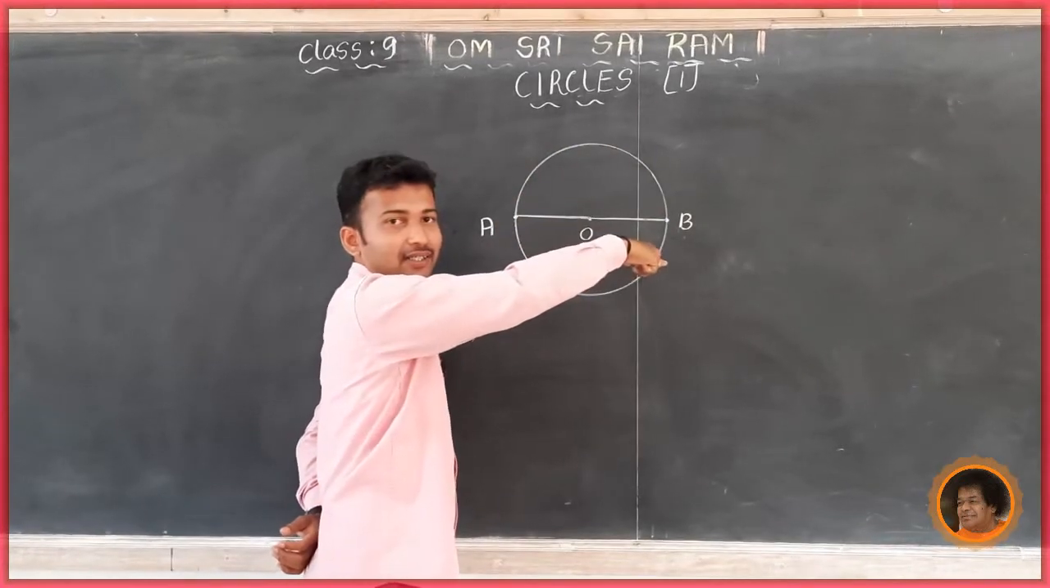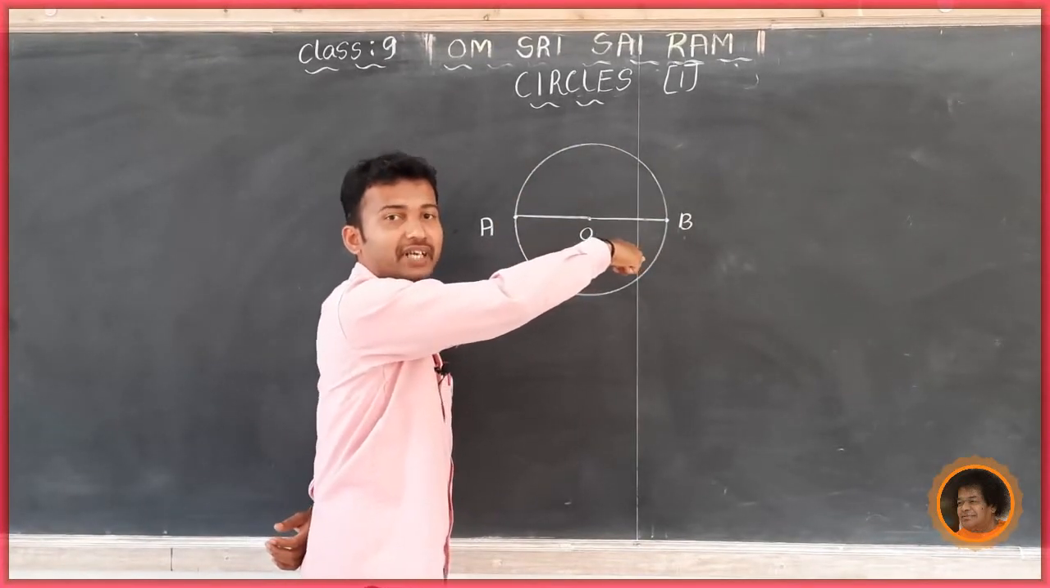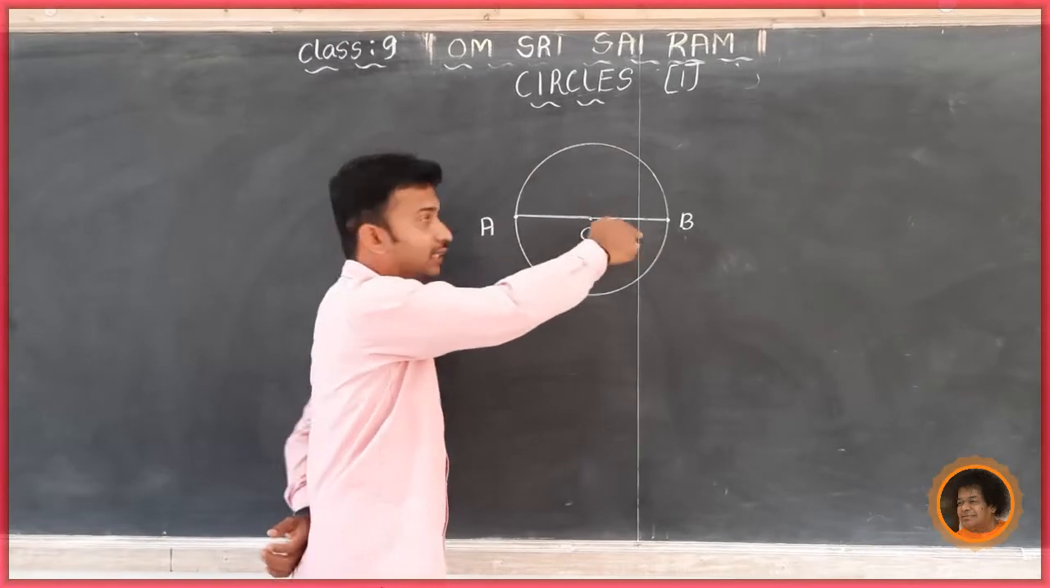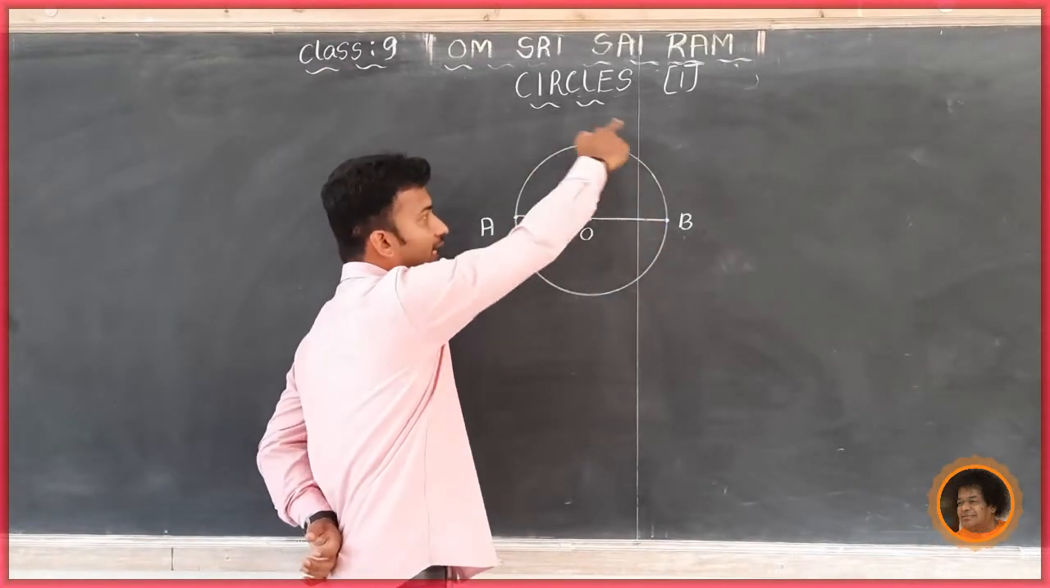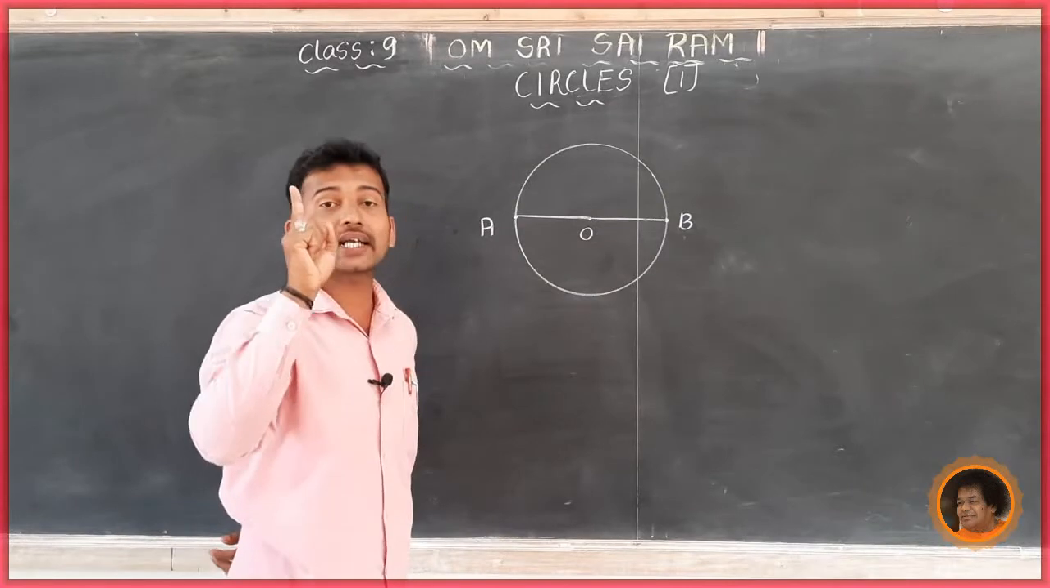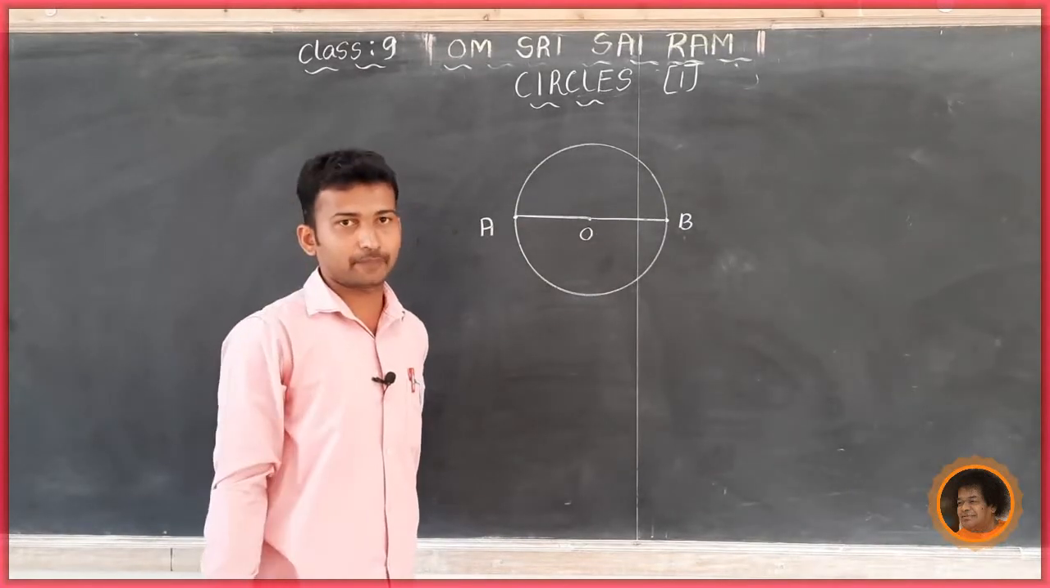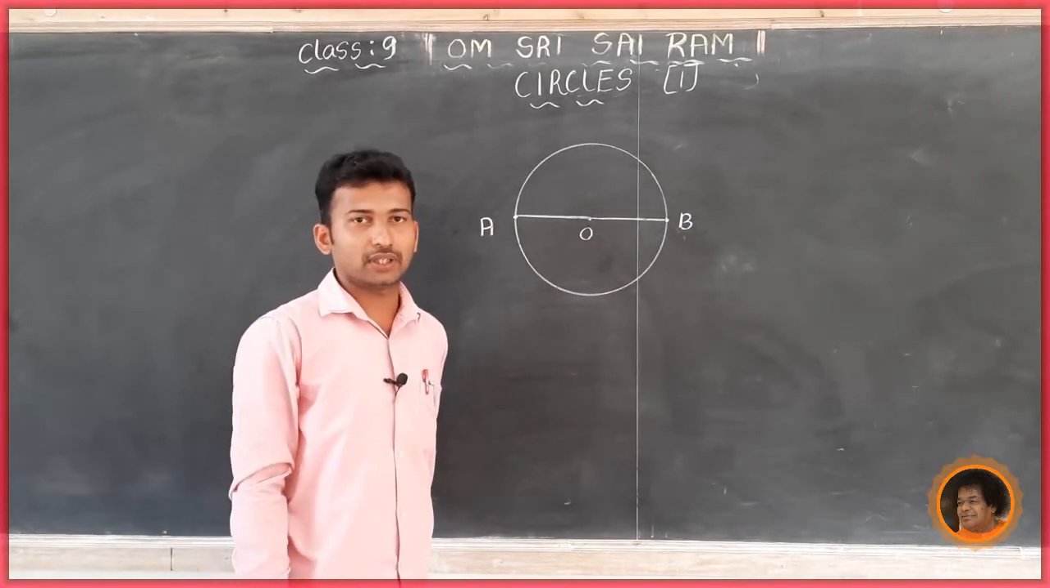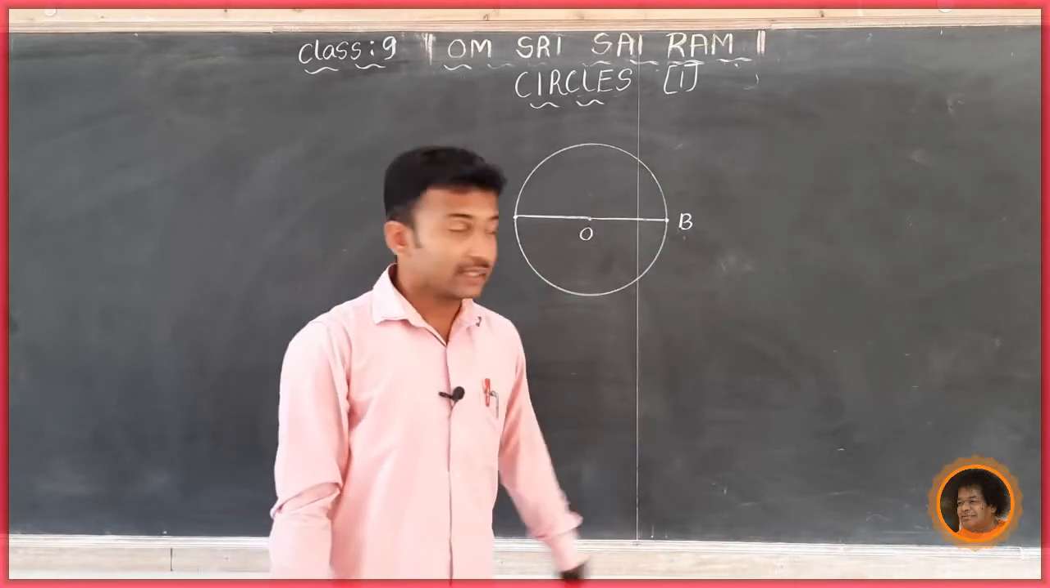Now, observe here: the length of the circle is called circumference. Paridhi. The total length of the circle is called the circumference of the circle. These are the definitions.